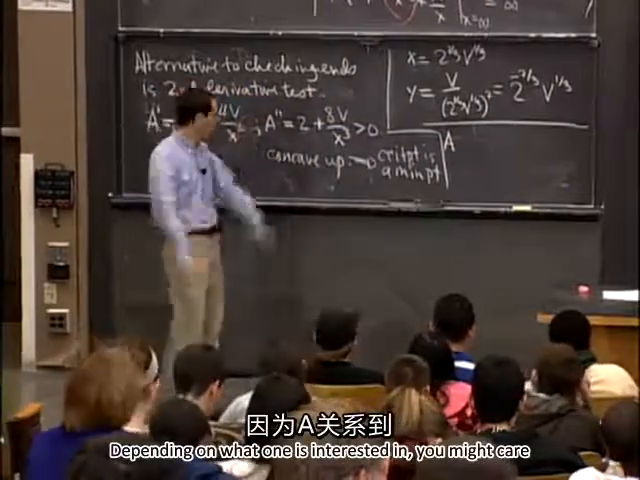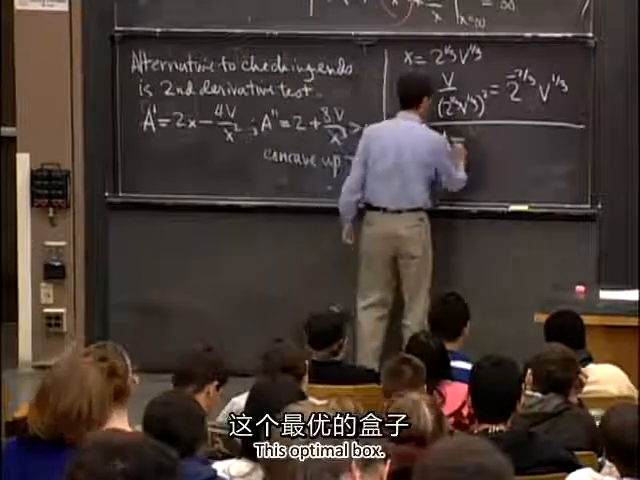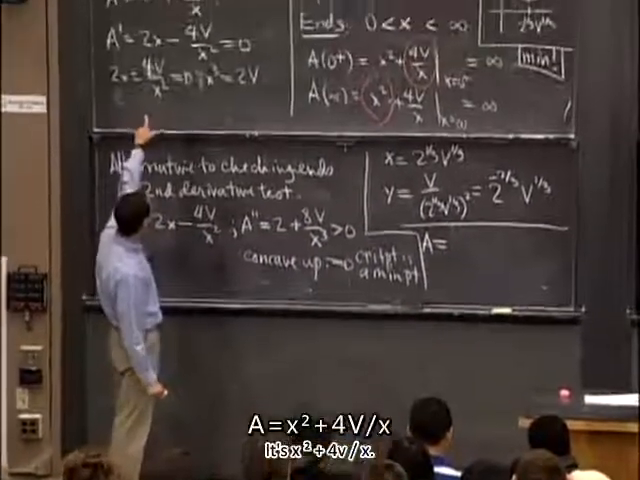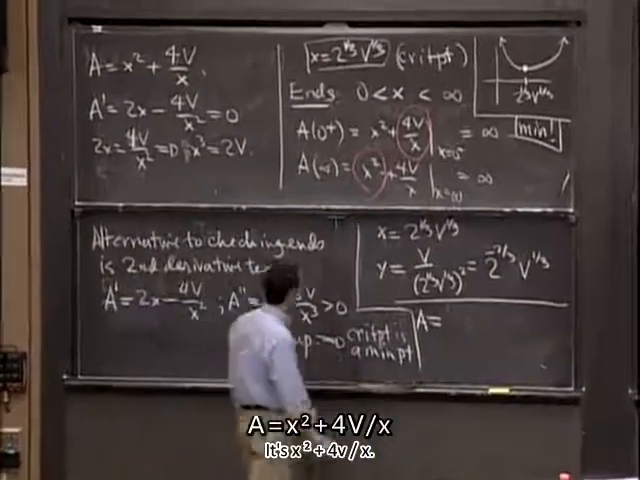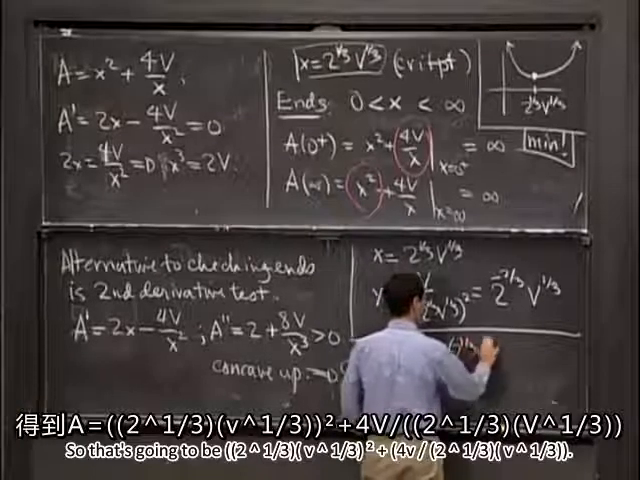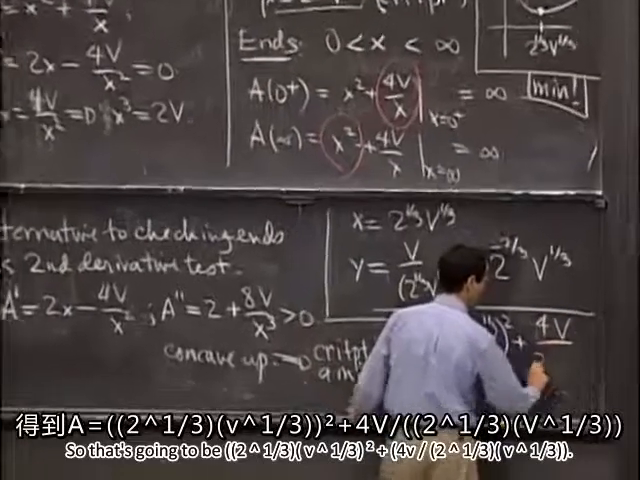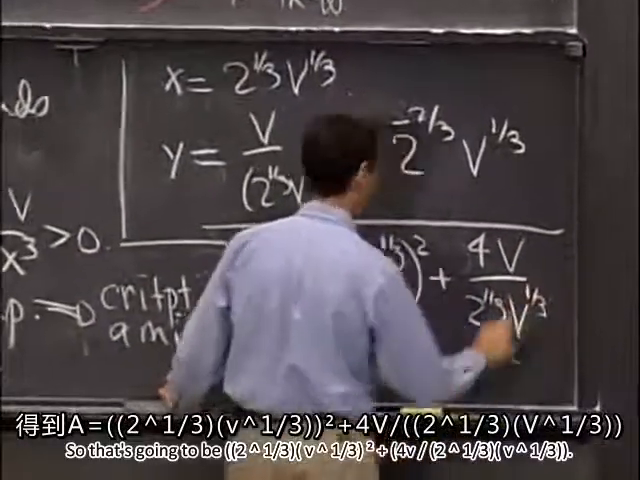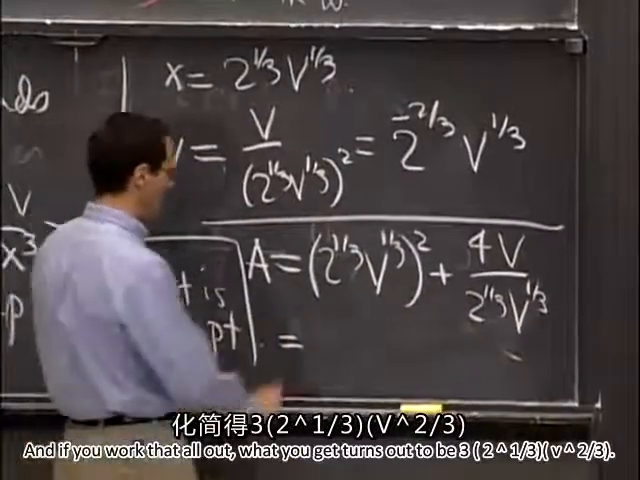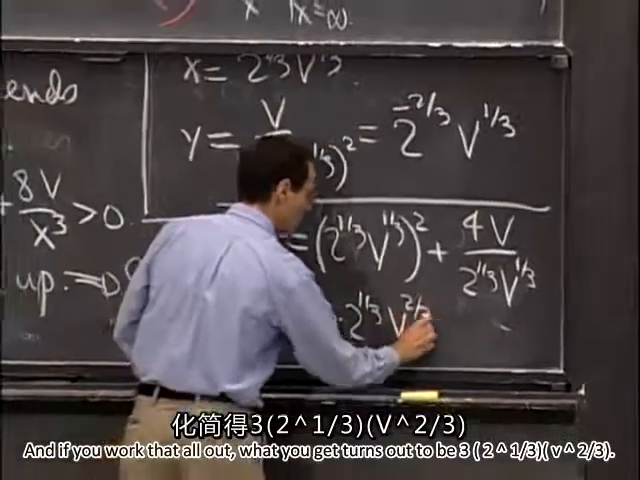Depending on what one is interested in, you might care how much money it's going to cost you to build this box, this optimal box. And so you plug in the value of a. So a, let's see, is up here. It's x squared plus 4v over x. So that's going to be 2 to the 1/3 v to the 1/3 squared plus 4v divided by 2 to the 1/3 v to the 1/3. All right? And if you work that all out, what you get turns out to be 3 times 2 to the 1/3 v to the 2/3.